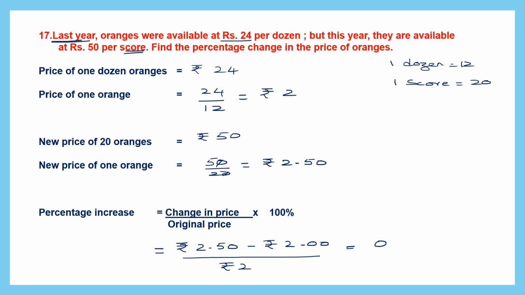So that becomes 0.50 divided by 2. Now we multiply this by 100%. So here, 0.50 into 100. This is a decimal number. When you multiply it by 100, the point moves 2 places to the right. So you get simply 50. 50 by 2. 50 by 2 is 25 and that is 25%.